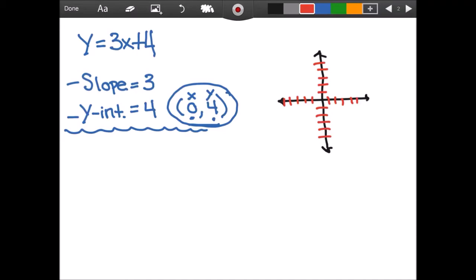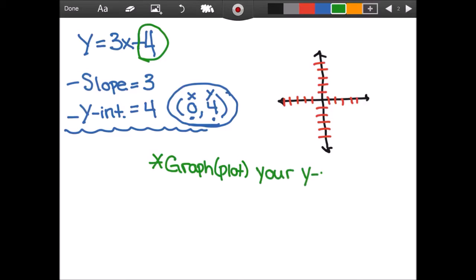All right, and so the way that you're going to go ahead and graph this is you're always going to start by graphing your Y-intercept first. So that's really key. Graph, or you could put plot if you want, either way that you think of it. Graph or plot your Y-intercept first.